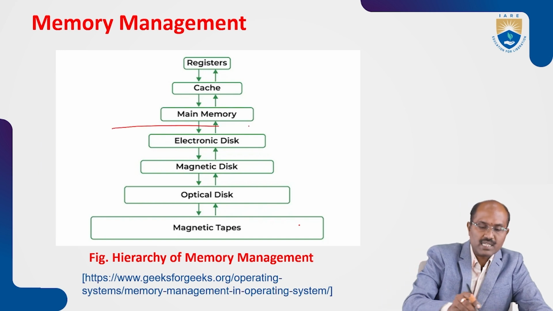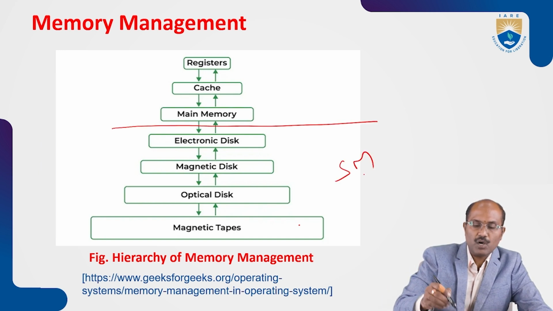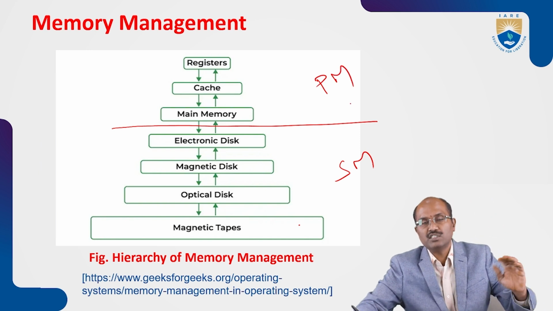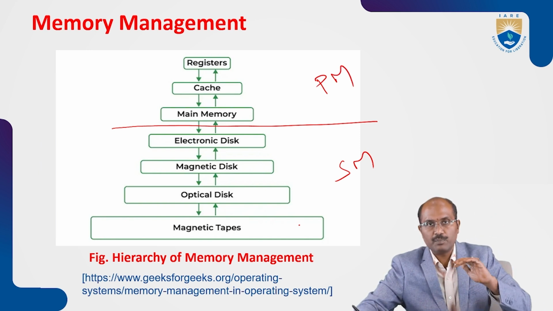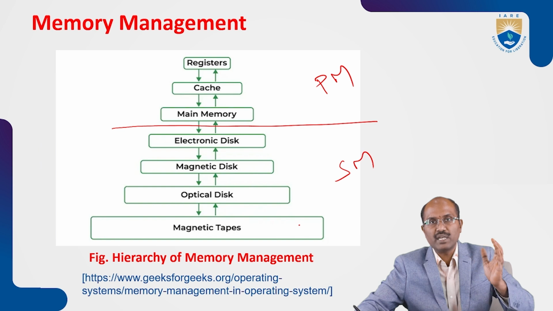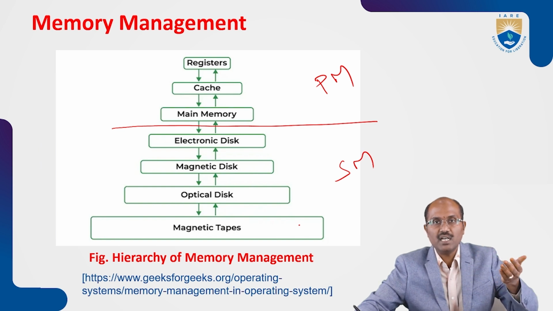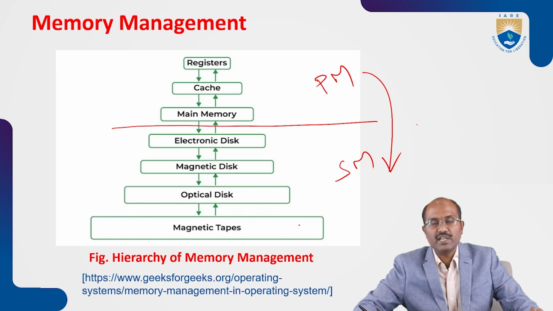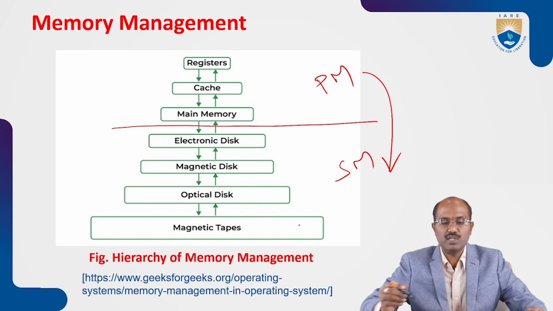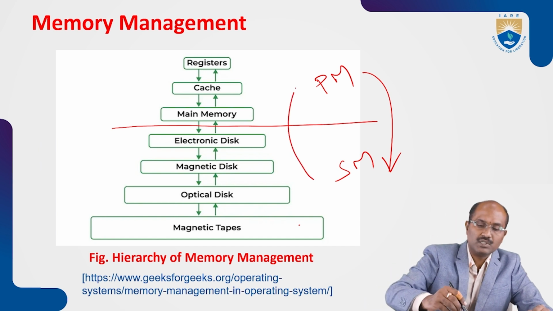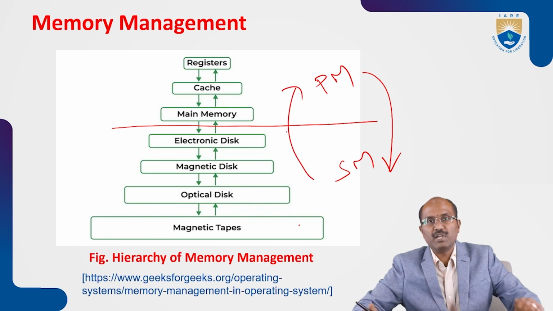Actually, from here up is the secondary memory part and this is the primary memory part. Once you perform any task or action on the computer, it goes first to primary memory. Once you save that information, it is stored permanently in secondary memory. The information goes from primary memory to secondary memory. Again, when you access the information, it comes from secondary memory to primary memory.